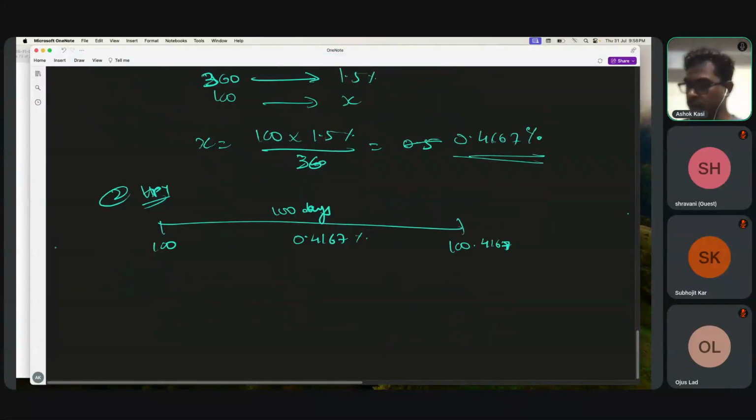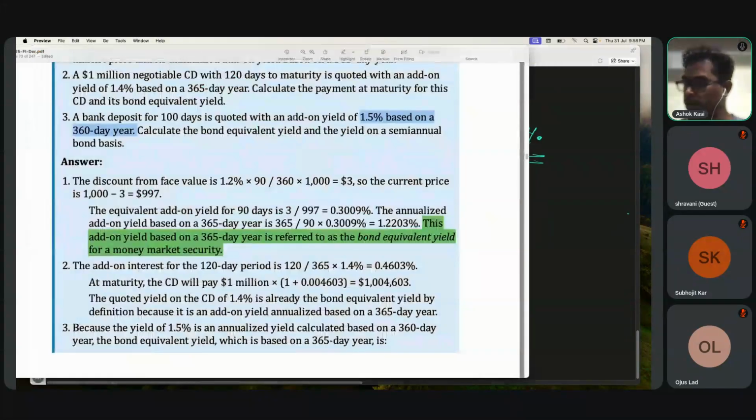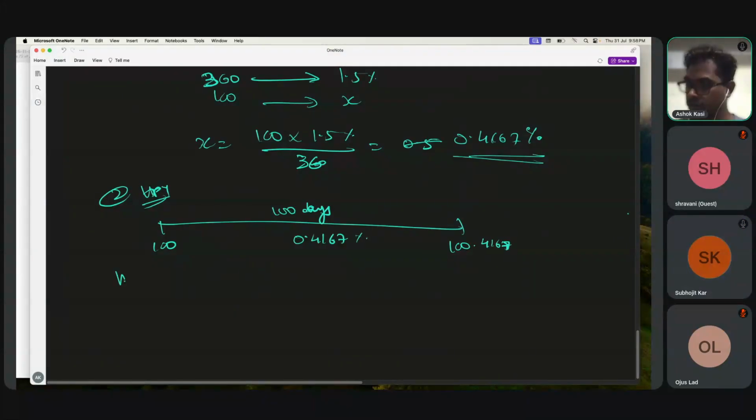Okay, now we have got all these numbers. They have not mentioned any amount, right? So we'll assume 100. Holding period yield is equal to 0.4167 divided by 100, into 100. So 0.4167 percent. This is the holding period yield.